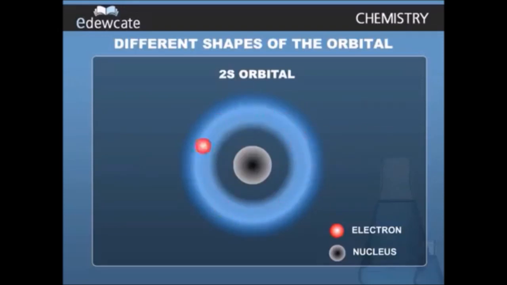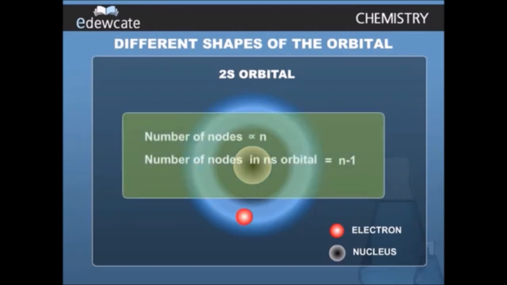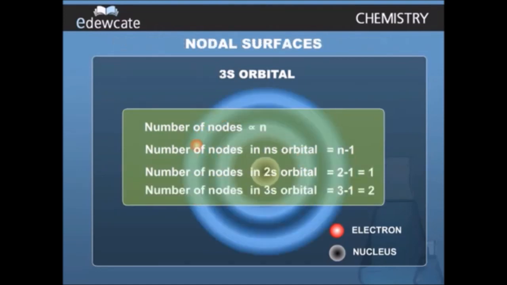The region where this probability density function reduces to 0 is called nodal surfaces, or simply nodes. In general, it has been found that ns orbital has n-1 nodes. That is, the number of nodes increases with increase of principal quantum number n. In other words, the number of nodes for 2s orbital is 1, 2 for 3s orbital, and so on.